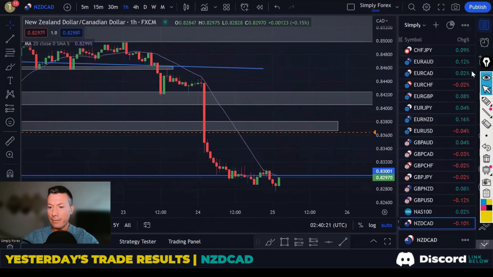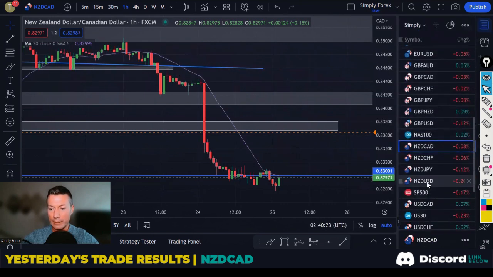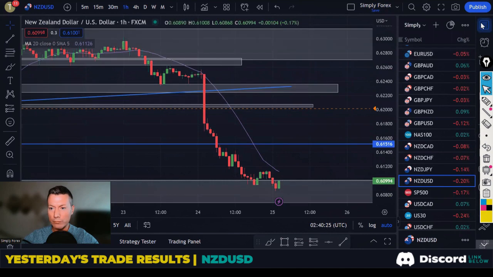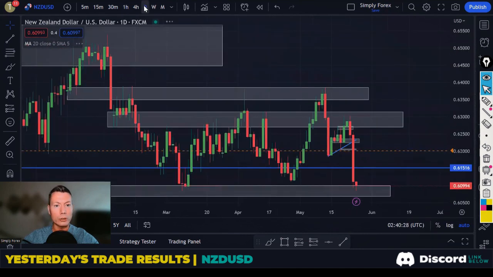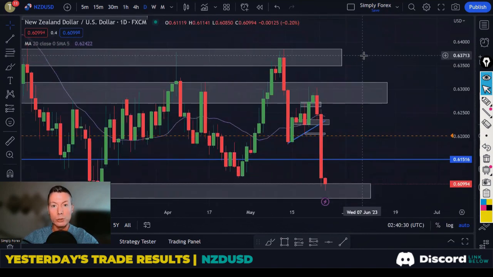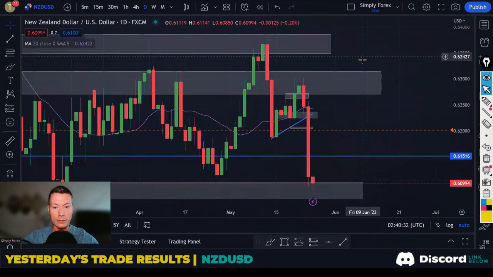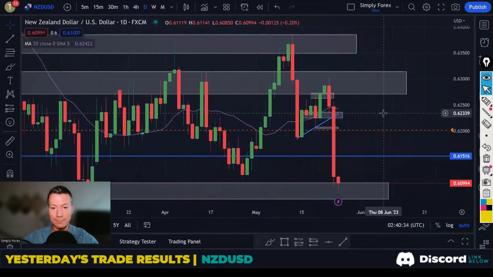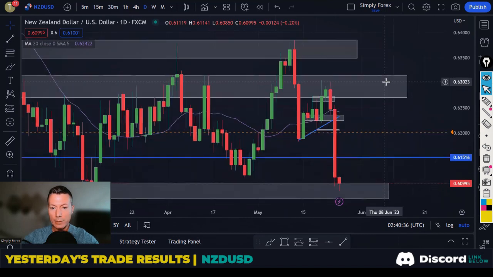And it was the same for New Zealand US dollar. The news, the interest rate decision, took this trade away from us, really. Unless you were already in it, like the New Zealand Canadian dollar, it was difficult to get in. And this one was the same, guys.